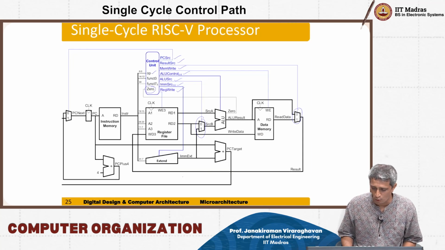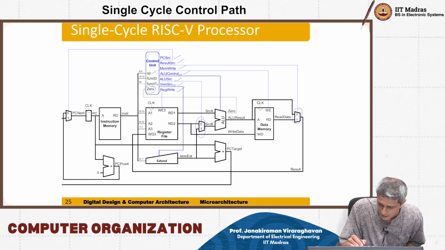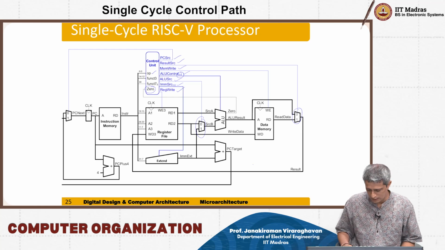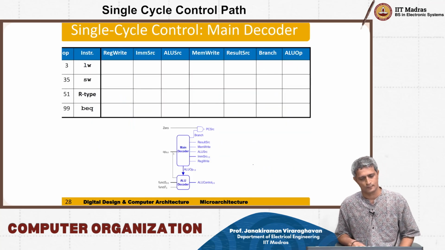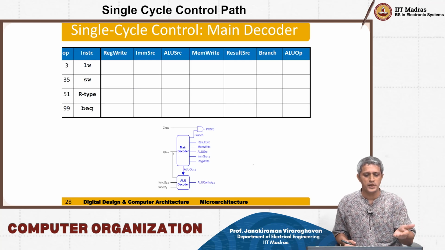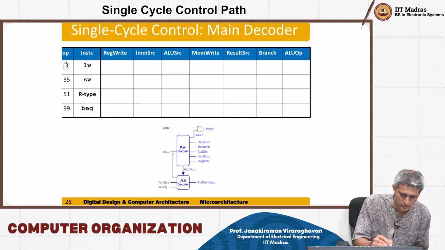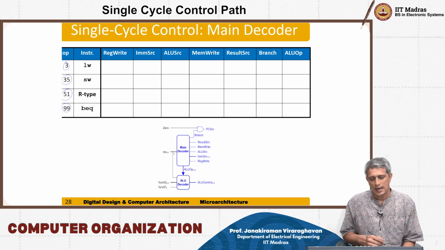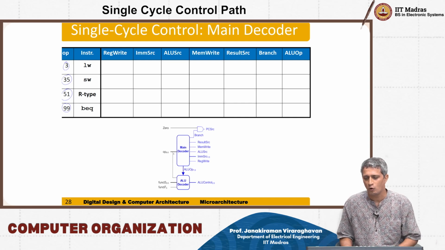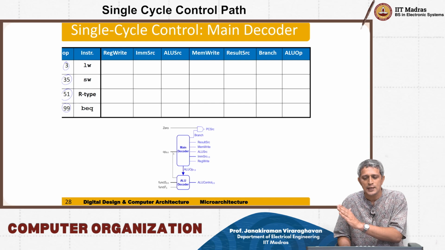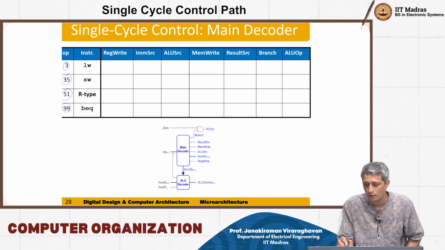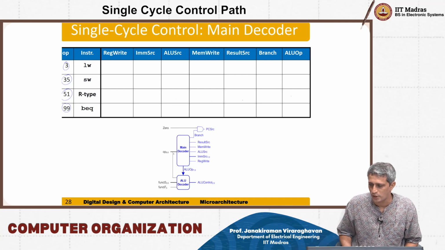So what is ALU control? If you look at it, that is these 3 bits. Some 8 operations you can do in the ALU, and that is going to be determined by this. Now what we are going to do is, we have the OP values here, 3, 35, 51, 99, and the instructions load word, store word, R type, BEQ and all that, and we are going to populate what the values of these 7 control signals are going to be.